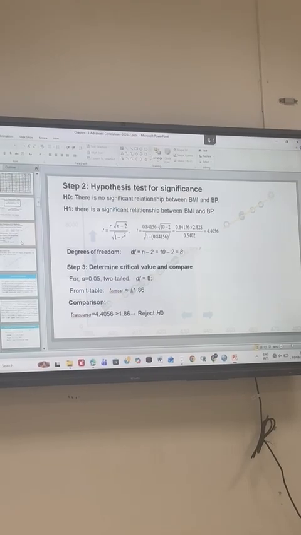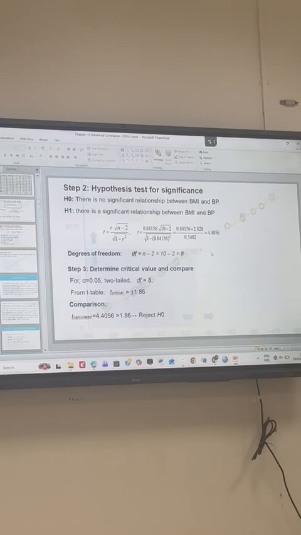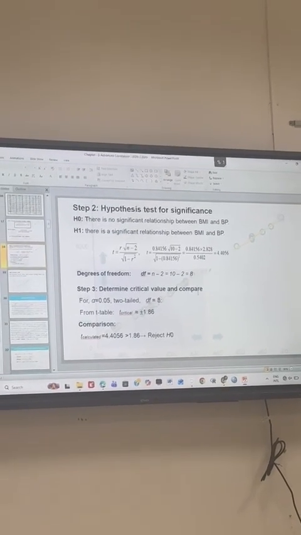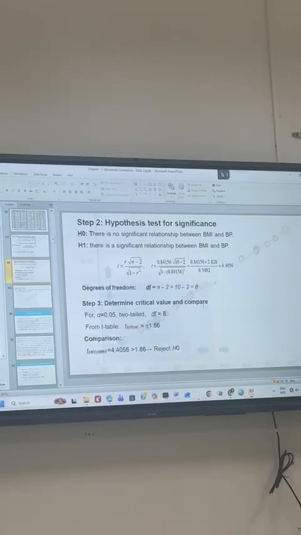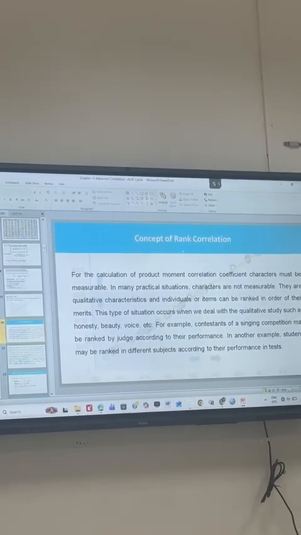Okay. Clear? Next, if the computed value of the test statistic is more than the critical value, we reject, otherwise accept. Clear? Yeah. Now, the concept of rank correlation.